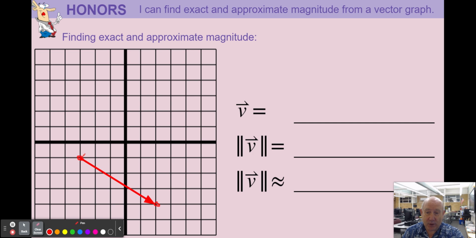So from here, we'll go 5 in the positive direction. 1, 2, 3, 4, 5. It's 5 in the positive direction. And then we're going down 1, 2, 3. So that'd be a -3, which translates to our component form, of course, of 5 and -3.